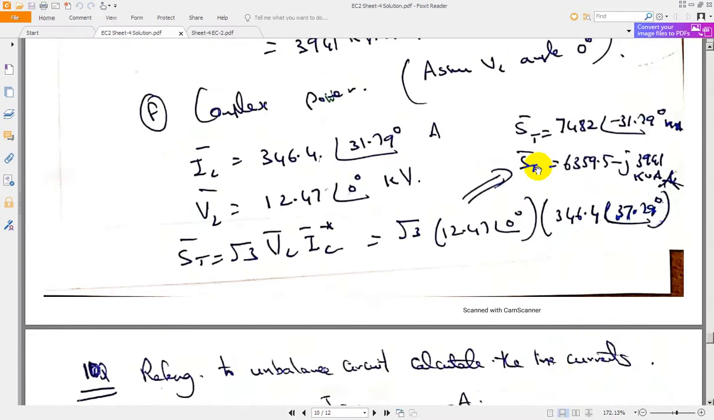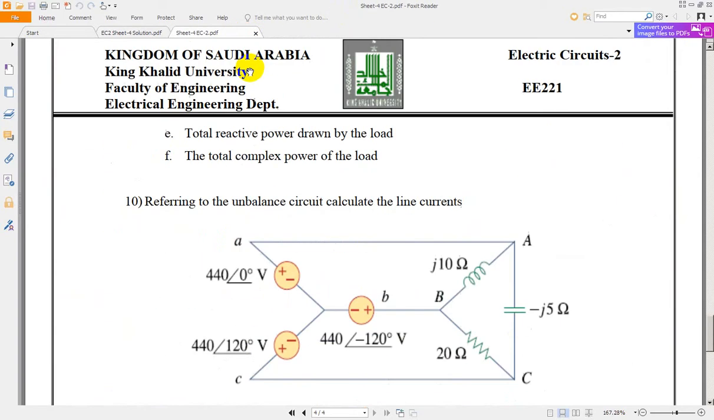This completes, up to question number 9, the problems related to the balanced condition. Now the same circuit with unbalanced condition is question number 10, where we are referring to the unbalanced circuit and need to calculate the line current. If you want to evaluate the current in these branches under the unbalanced condition, how do we evaluate it?